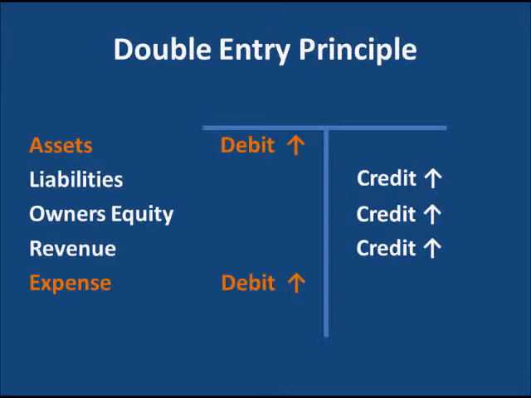The decrease of any of these account balances would be recorded on the opposite side, which means that assets and expenses would be credited if their balance decreases. Liabilities, owner's equity, and revenue will be debited if their balances decrease.